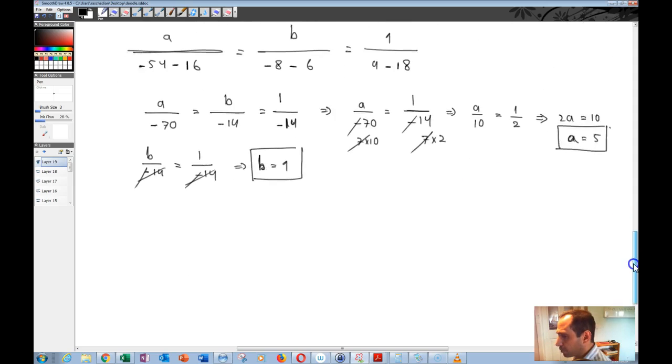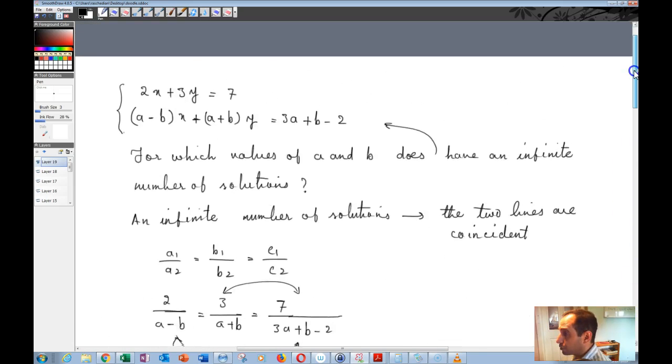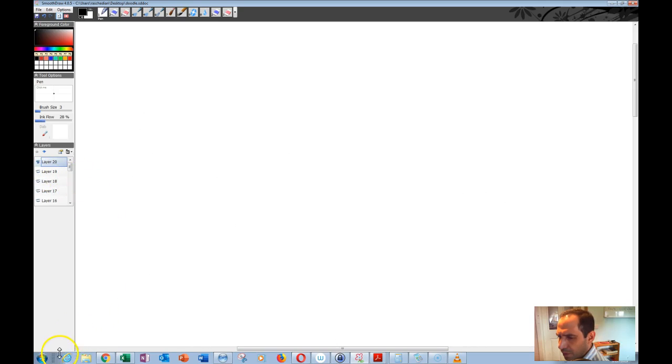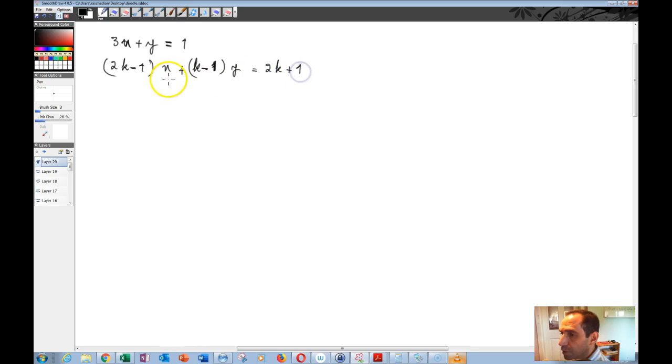Now you have another pair of linear equations, and for this we want to do something else. There's a sheet over here. Okay, so now we have another pair of linear equations, which are 3x plus y is equal to 1, okay? And the other equation is (2k minus 1) times x plus (k minus 1) times y is equal to 2k plus 1. So you want to know for which value of k.